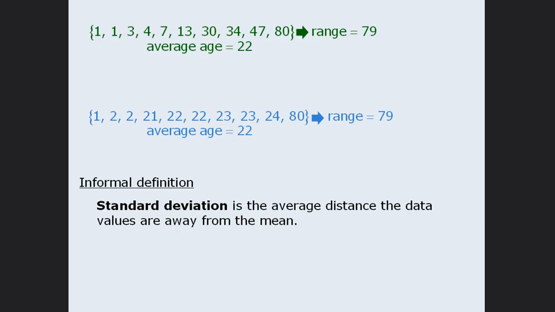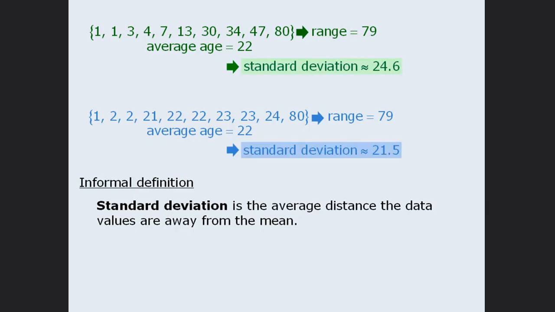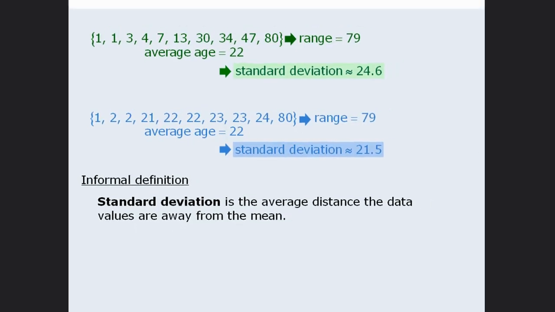As you can see, the numbers in the bottom set are closer to the mean than the numbers in the top set. As such, the standard deviation of the bottom set will be less than the standard deviation of the top set. In fact, if we apply the formal definition of standard deviation to both sets, we find that the standard deviation of the top set is about 24.6, and the standard deviation of the bottom set is about 21.5.